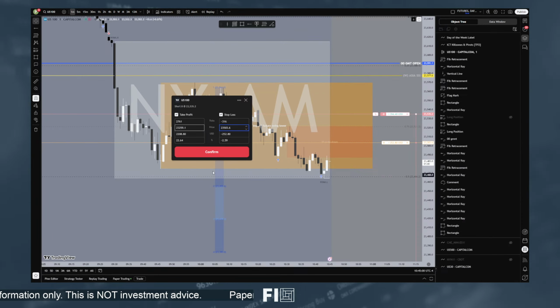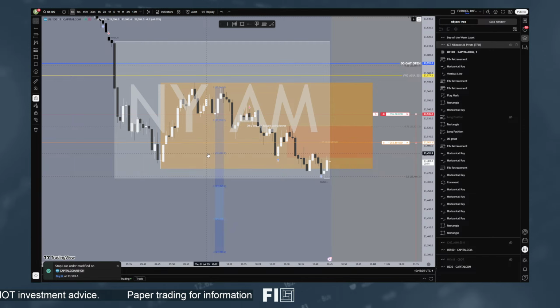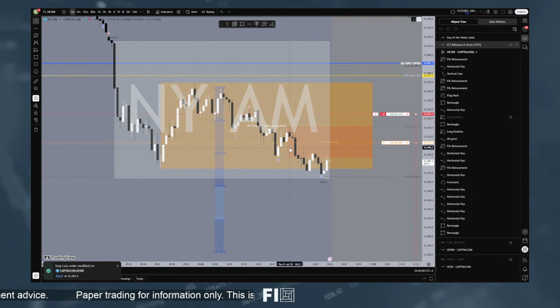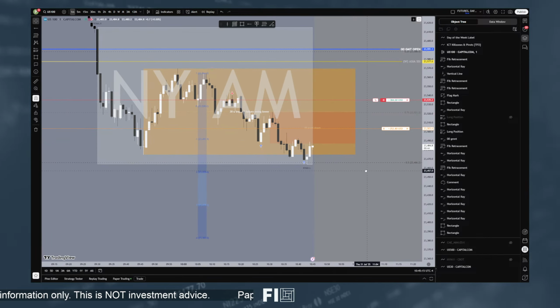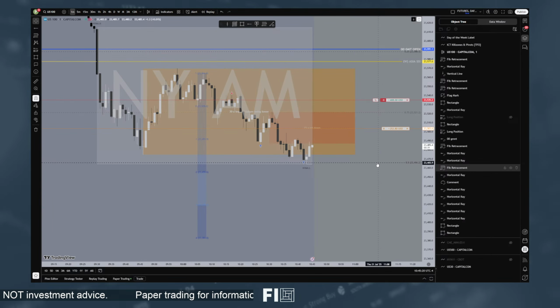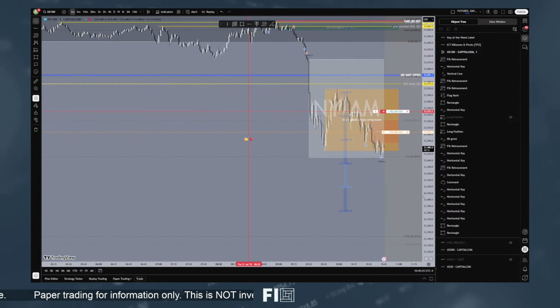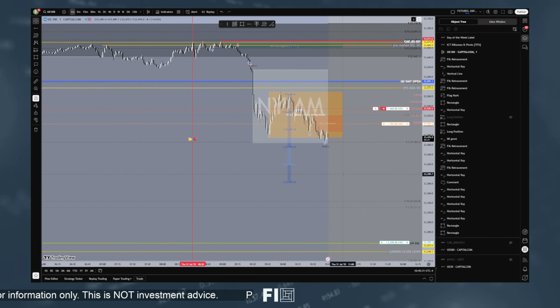Alright, now we'll confirm it. Okay, now we're dealing with this new balanced price range. So we don't want to see price dip back up to these levels unless it's going to do turtle soup lower. So as of now, this is the play.